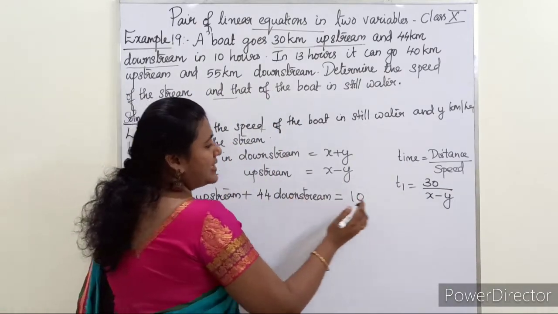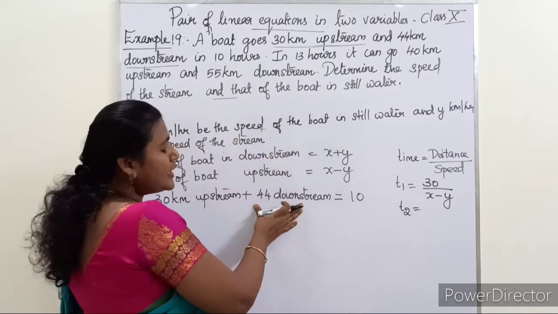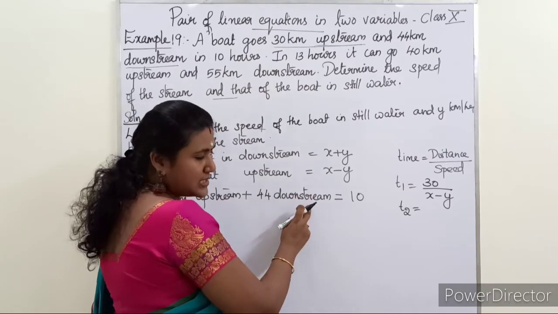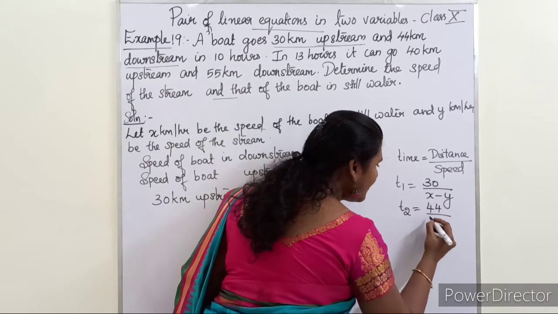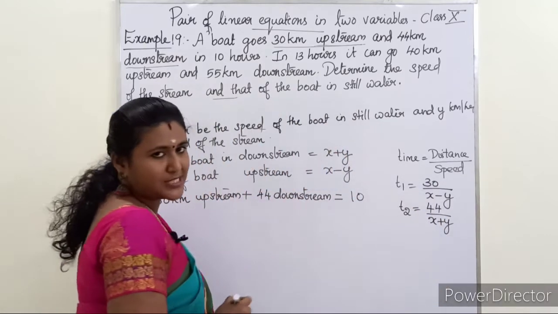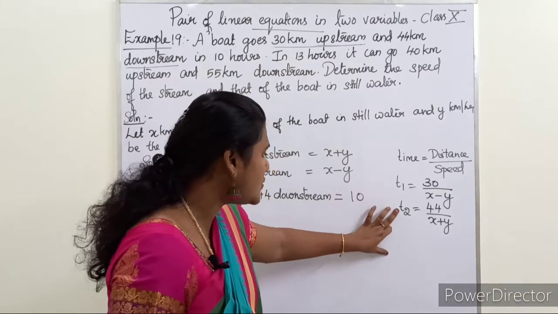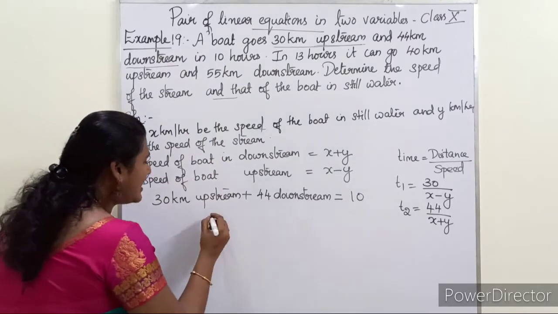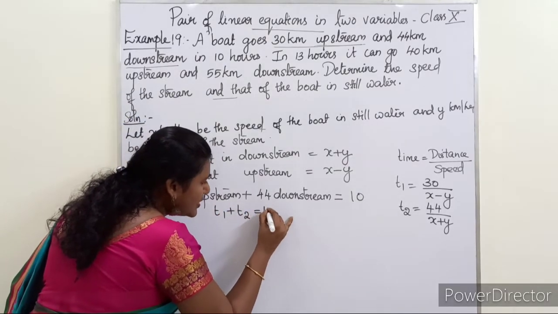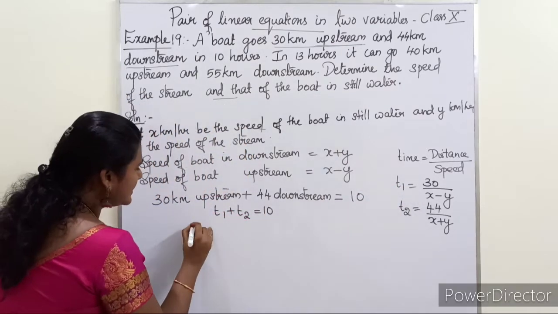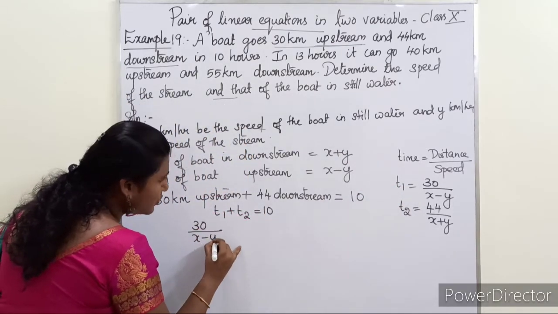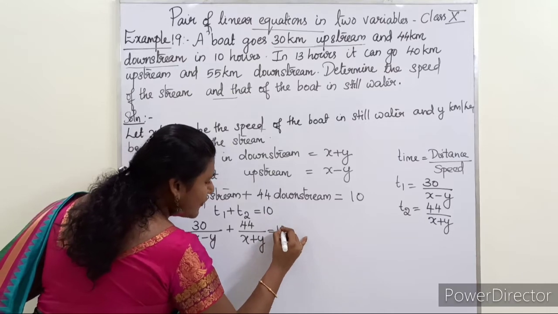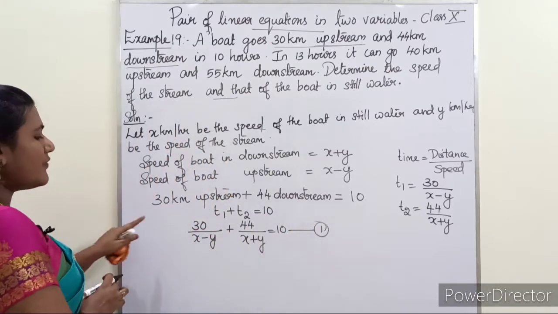And the second time, that we will denote as T2. So T2 is the time taken by the boat to travel 44 kilometer downstream. So here the second time will be 44 by x plus y, as the downstream speed is x plus y. So we got this T1 and T2. Actually the sum of these two times is given as 10 hours. So we can write T1 plus T2 is equal to 10. So we substitute these values: 30 by x minus y plus 44 by x plus y is equal to 10. So we got the first equation.